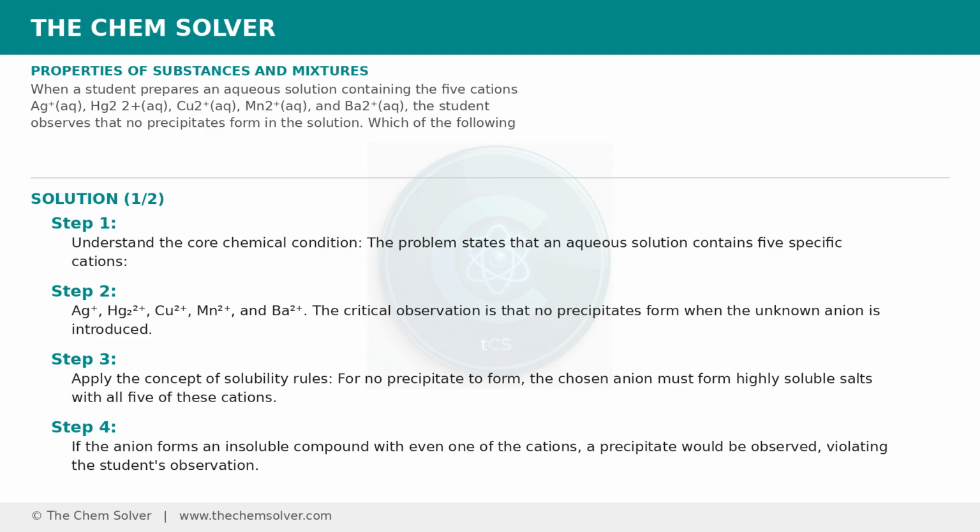Apply the concept of solubility rules. For no precipitate to form, the chosen anion must form highly soluble salts with all 5 of these cations. If the anion forms an insoluble compound with even one of the cations, a precipitate would be observed, violating the student's observation.